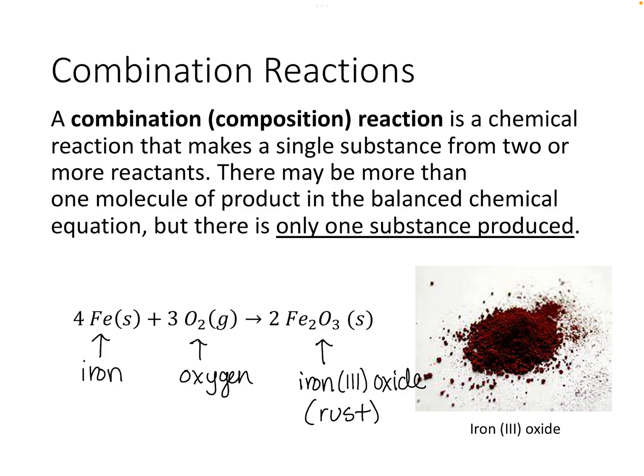So in order to have the same number of atoms on the reactant side and on the product side, there's a ratio of 4 iron atoms to 3 oxygen molecules, and we create 2 rust molecules. So even though we created multiple iron 3 oxide molecules in this reaction, there's only one overall product that we made, which is rust. So again, in a combination reaction, we're just combining multiple reactants to make one thing.